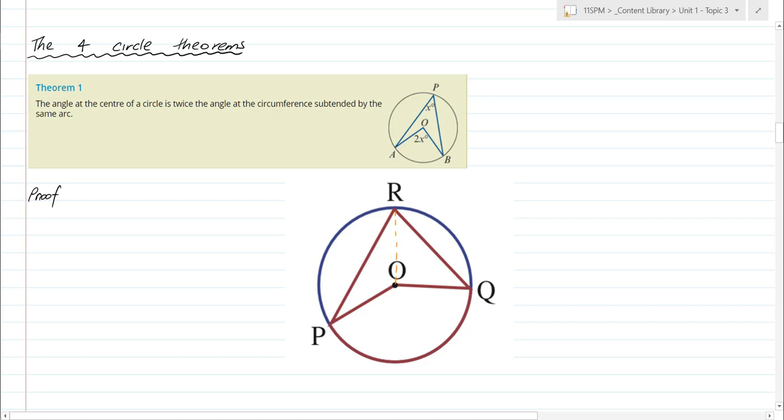Yeah. Can we get these on the exam? These theorems? No.